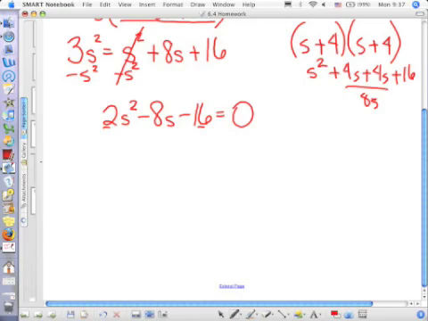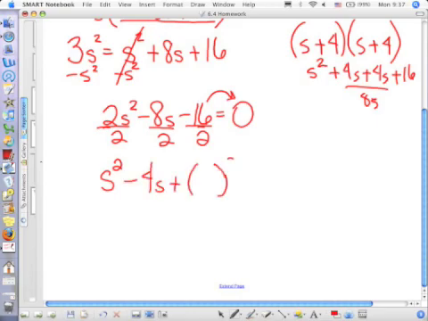Okay? All right, we cannot factor, so we're going to complete the square, which means we've got to divide everything by 2, get the 16 on the other side. Gives me s squared minus 4s plus something squared equals positive 8 plus something squared. You can't factor that? No. If I pull a 2 out, I still won't be able to factor it. Because there's no factors of 8 that subtract to give me 4. It's not factorable.